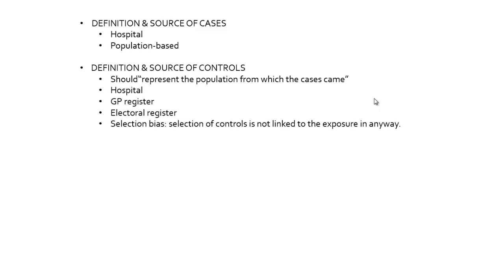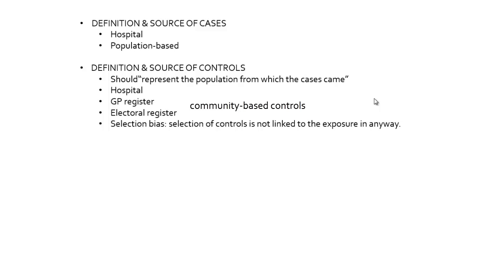The definition of cases is particularly important because the key principle for selecting controls so that selection biases are minimised is that they should represent the population from which the cases came. And controls may come from several sources. For example, they may be hospital-based, based on general practice registers or electoral registers. So these latter two can be described as community-based controls.